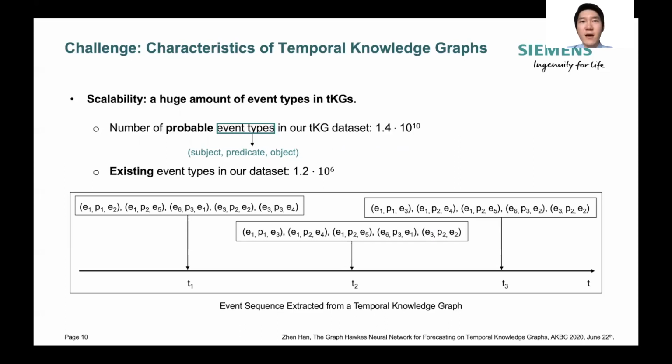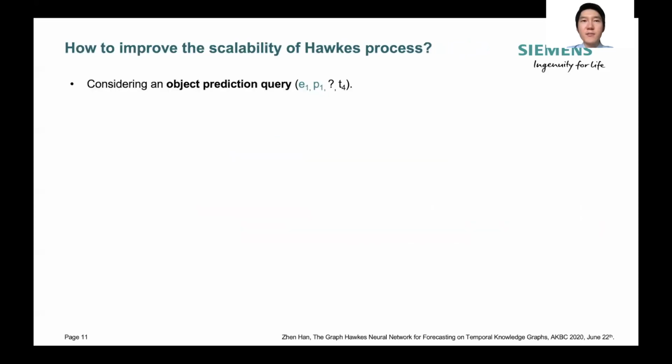For example, there are 1.4 times 10 to the power of 10 probable event types in our dataset, while the training set only contains about 10 to the power of 6 existing event types. So the graph is very sparse. By addressing this issue, we developed a graph Hawkes neural network, or GHN for short, that can be applied to large-scale temporal knowledge graphs. In the following, I will take this object prediction query as an example to explain our model.